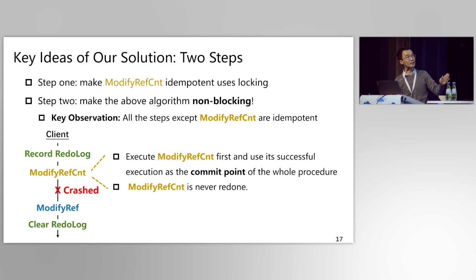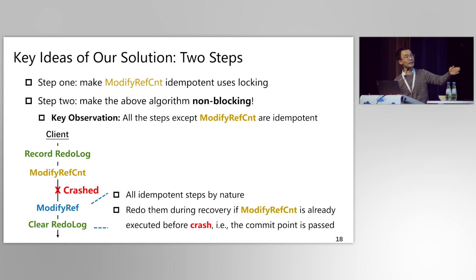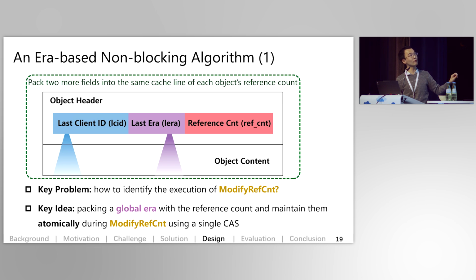But if we identify that this step was executed before the crash, we can blindly redo all the following steps during the recovery because they are idempotent by nature, and it doesn't matter whether they have already been executed before the crash. So this is the key idea. And based on this framework, our task is transformed, and the final task is how can we identify whether this single step, this modify ref count step, has been executed before the crash.